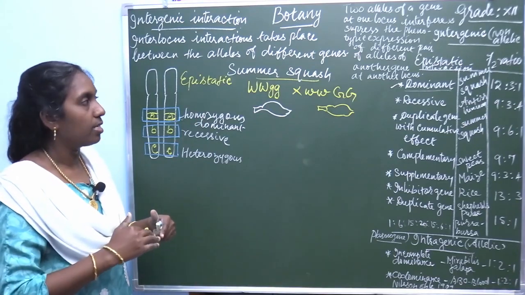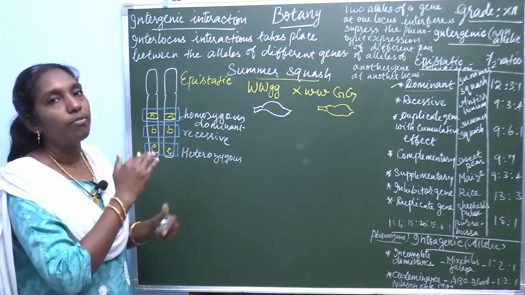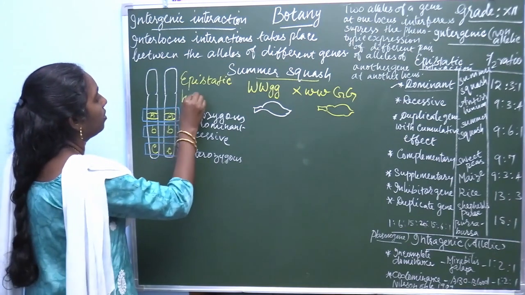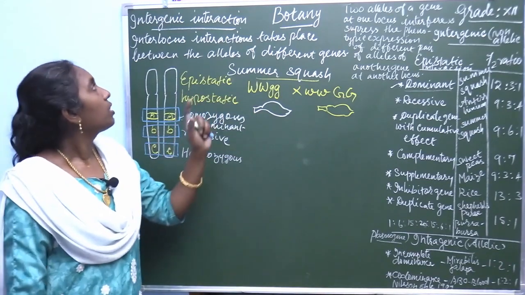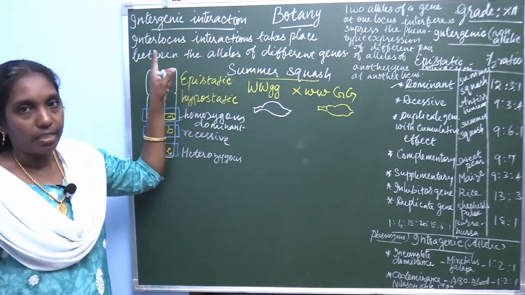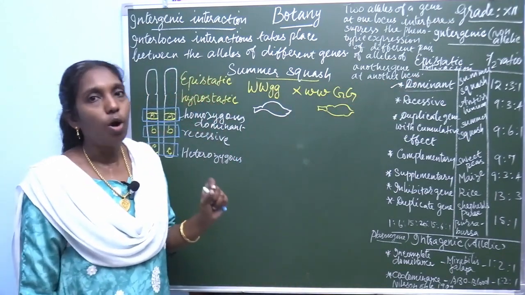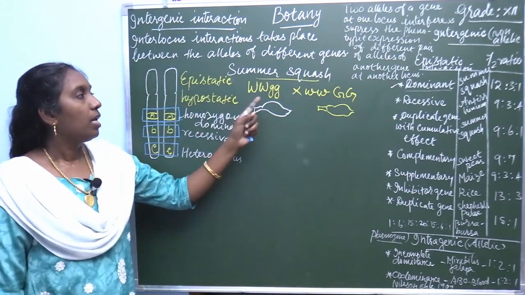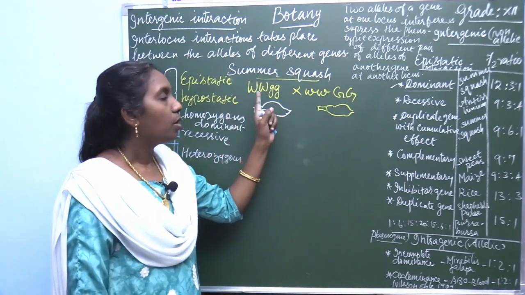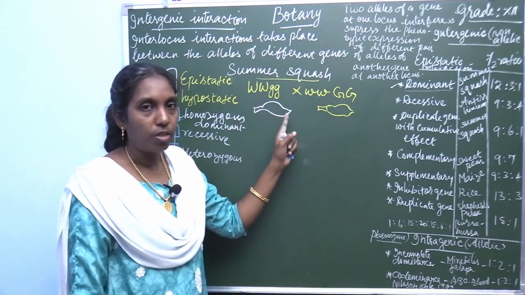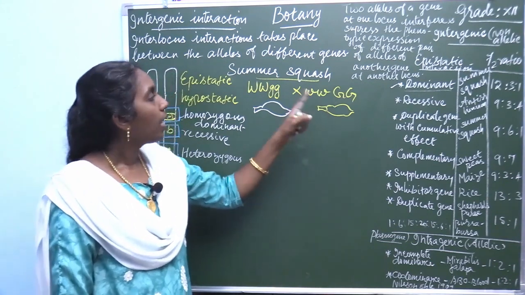Then hypostatic is that gene whose expression is prevented. Hypostatic gene. Learn all the definitions. First learn what is intergenic interaction, what is the definition, what is an epistatic gene and what is dominant epistasis. Then the examples. Now, there is a cross between capital W, small g, and small w, capital G.